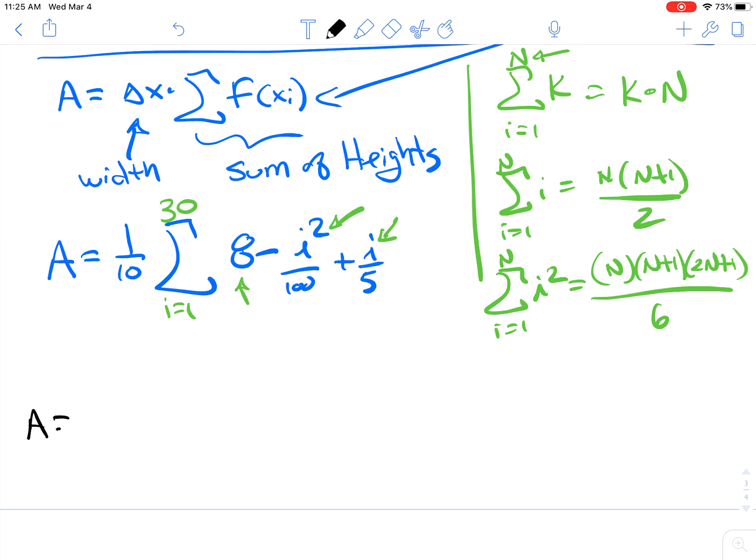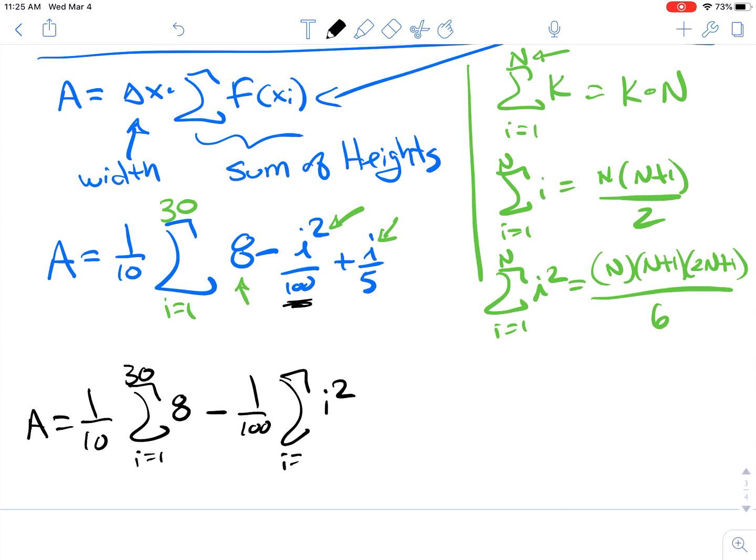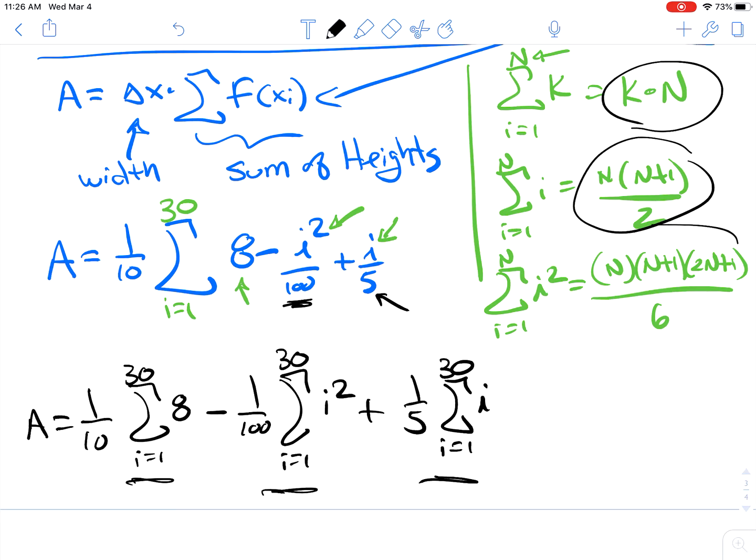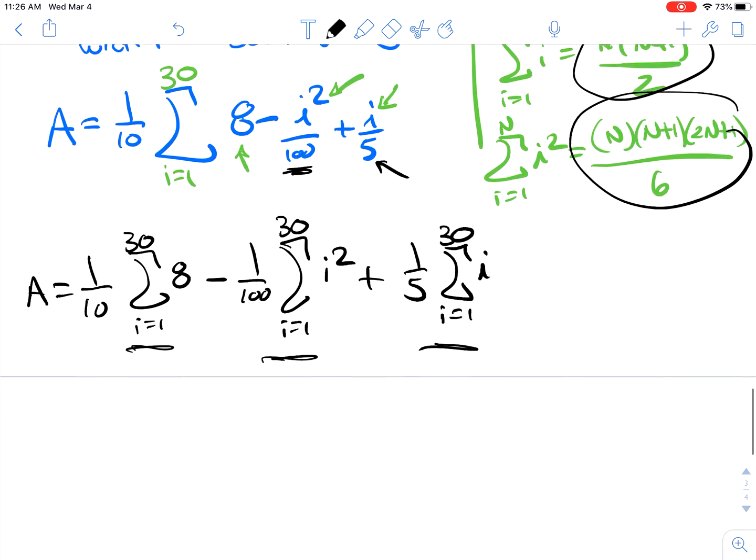So now I can say area is equal to 1 over 10 times the sum of 8 from i equals 1 to 30, minus 1 over 100, I separated that out, times the sum of i squared from i equals 1 to 30. Plus, I'm going to take this constant out also, 1 over 5 times the sum of i from i equals 1 to 30. Now I can replace each and every one of these summation expressions using the appropriate formula. Remember, n is the upper bound, so anywhere you see n, I'm going to replace it with 30.